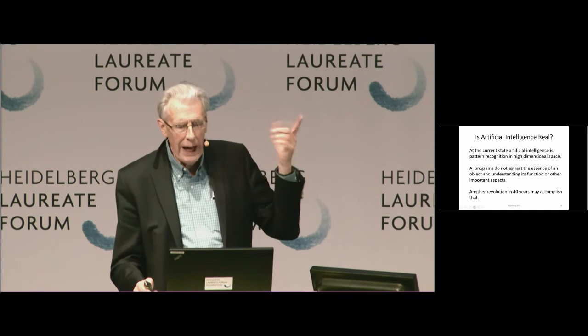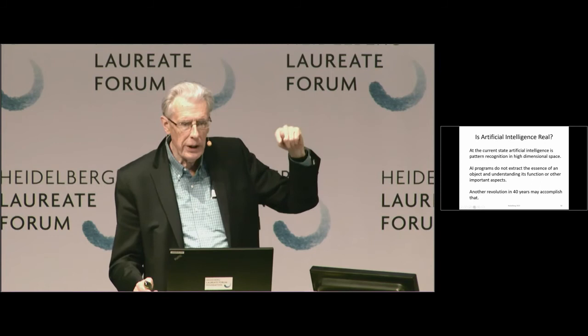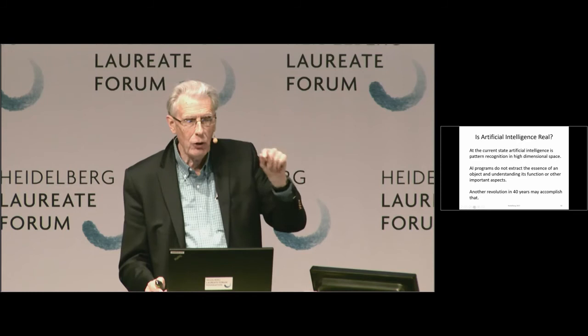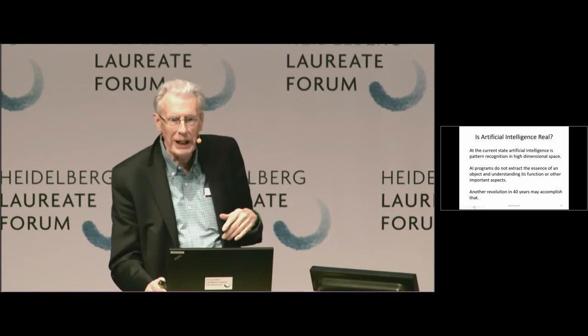What's really happening in the case of deep learning is we're doing pattern recognition in high-dimensional space. And the network doesn't learn anything about the function of the image. So if you show it bicycles, it recognizes them by what they look like, not by what their function is. Another revolution may occur in 40 years where we extract the function of something.